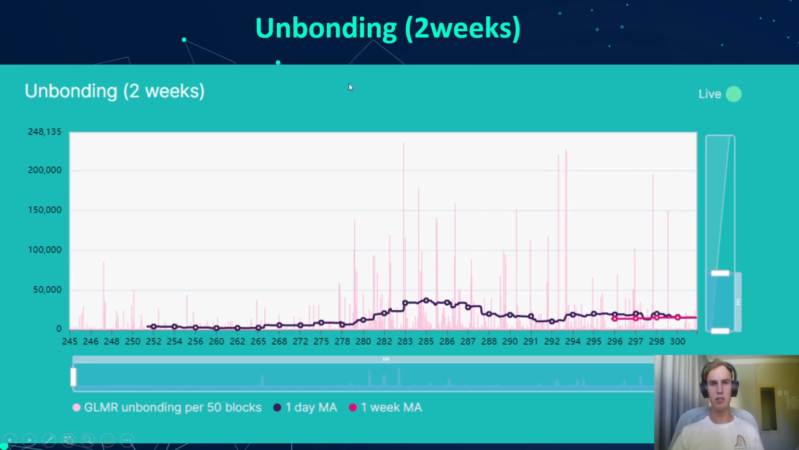This chart just shows the unbonding over the past 2 weeks. So we can see an increased activity here with the moving averages rising over the past 2 weeks. But how I interpret this is just simply people moving their Glimmer around between different collators.